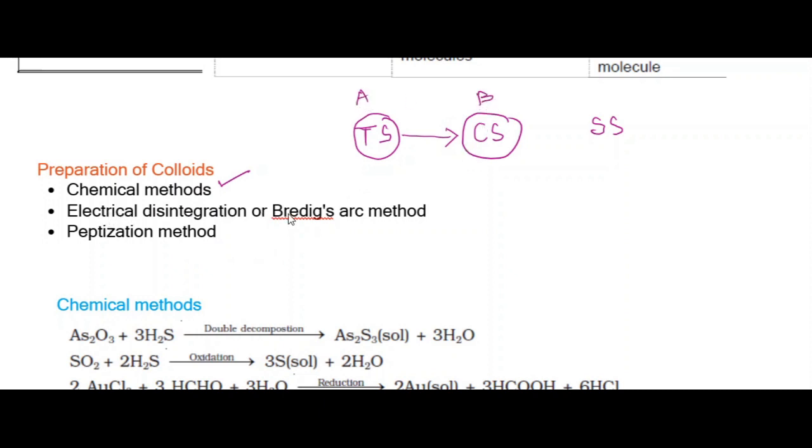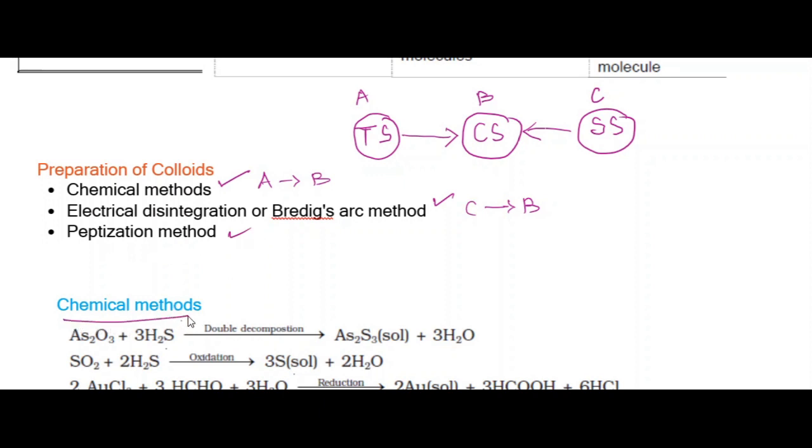And in the case of electrical disintegration or Bredig's arc method, we break the precipitate into colloidal solution. So we are breaking by somewhat an electrical method called Bredig's method. We'll be explaining about that. So this is the C to B technique. So this one is A to B, and this one is C to B. So peptization method is a unique method. We'll be explaining about this one also.